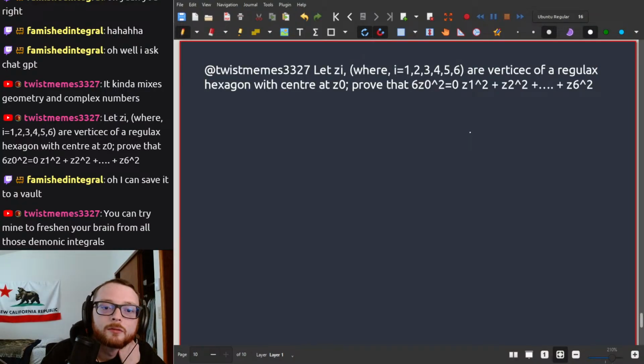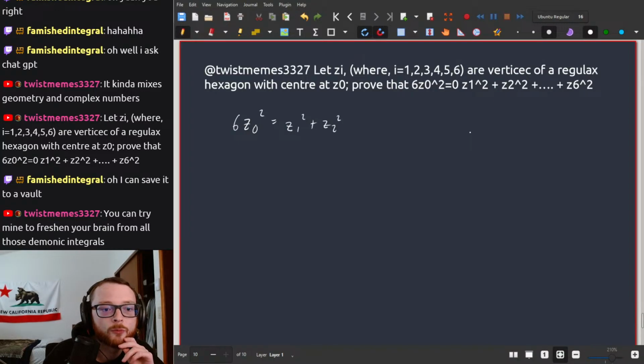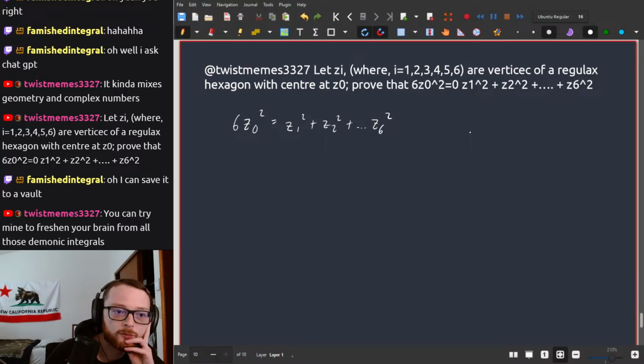Ooh. Is the 0 here a typo? Should we just remove that? Oh wait, no, I don't know. I'm assuming the problem is 6 z0 squared is equal to z1 squared plus z2 squared, and so on up to z6 squared. This is an interesting question.